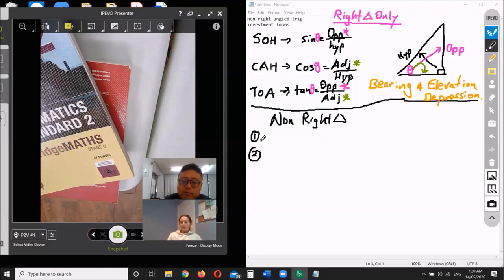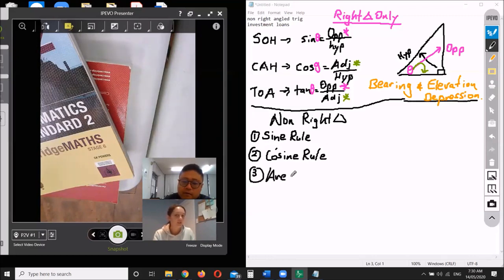Yeah, the sin cos rule. Okay, so there's the sine rule, which has an E on the end of it. Then the cosine rule. And then the third one, which is the area of a triangle. Those are the three rules. Do you remember this?